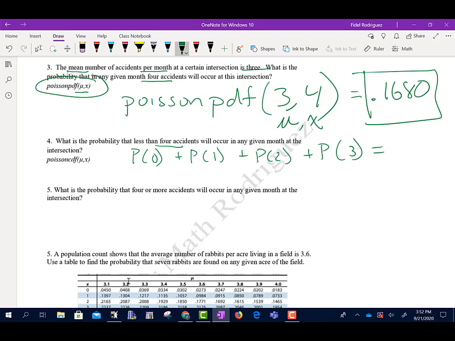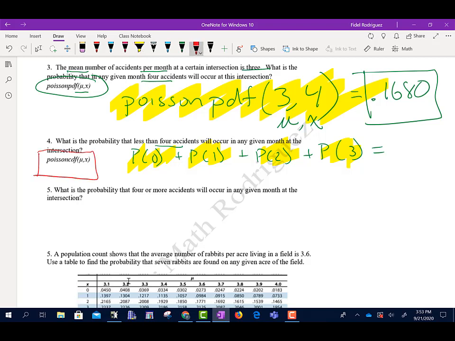Now, we could do the same thing that we did right here, the Poisson Pdf, right? We could do this, and we would have to do it 0, 1, 2, 3. We'd have to do that 4 times, right? And then we would take each of those numbers and we would add them all up. Well, instead of doing that, there's something called the Poisson Cdf. What the C stands for, guys, is cumulative. Remember what cumulative means? We're going to add them all up.